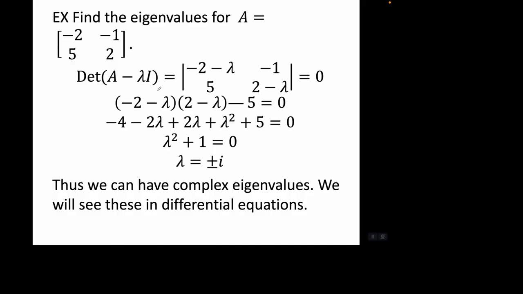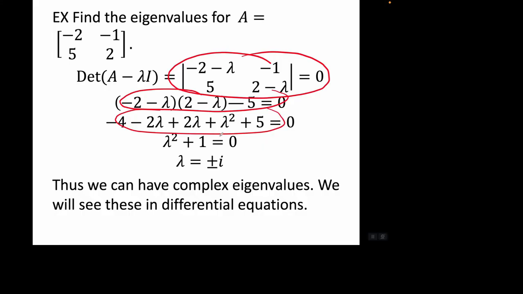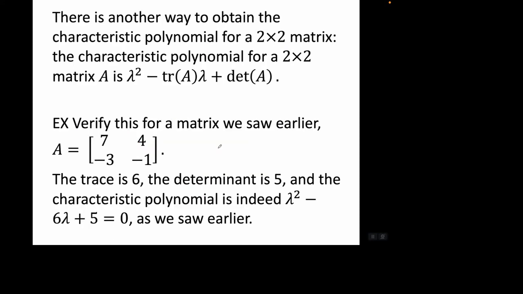Find the eigenvalues for this matrix A: -2, -1, 5, 2. Okay, let's do this one. So find the determinant, set it equal to 0. Let's multiply it out and solve. We get lambda squared plus 1 equals 0. Lambda equals plus or minus i. Thus, we can have complex eigenvalues. We will see these in differential equations. It's just hard to believe that there would actually be an application for complex eigenvalues, or complex numbers for that matter, but there really are.